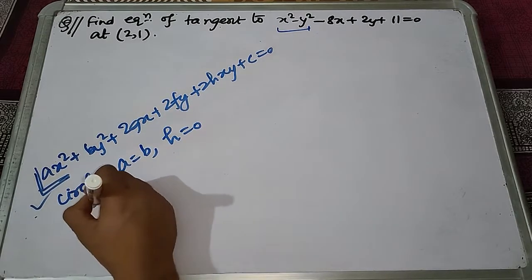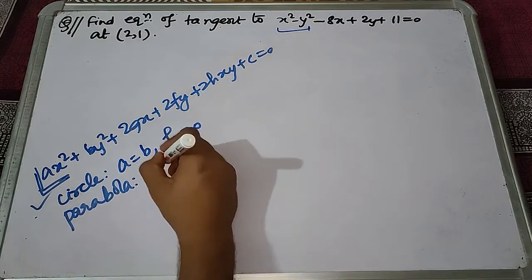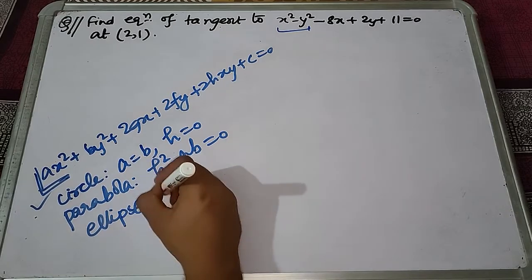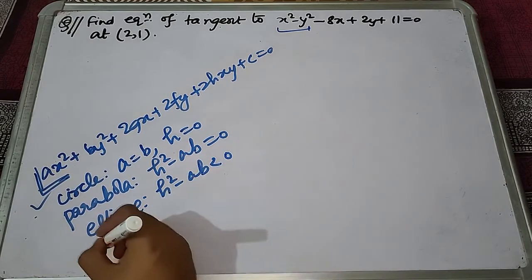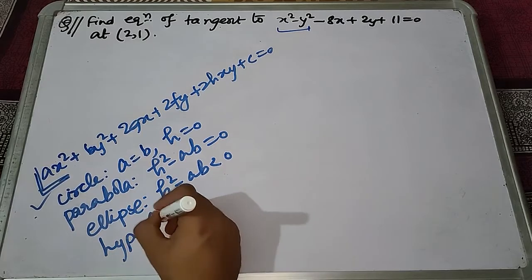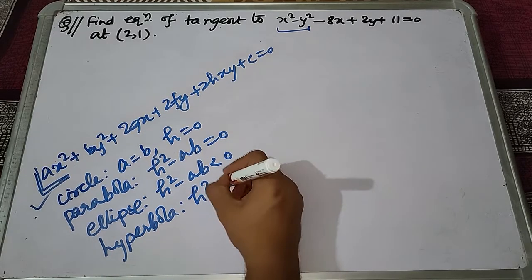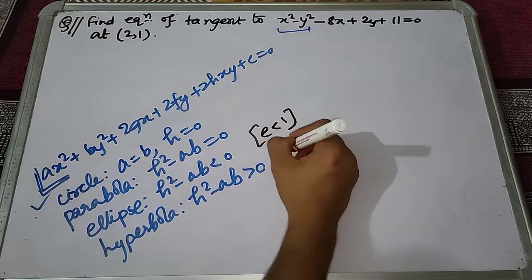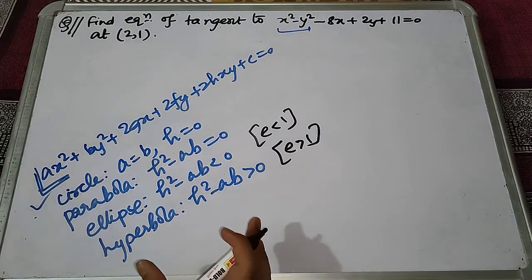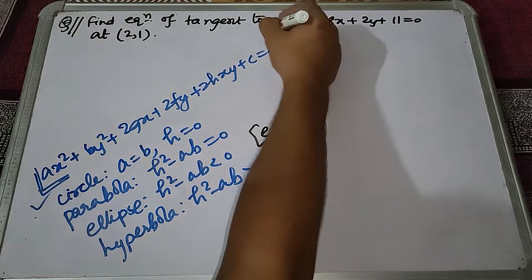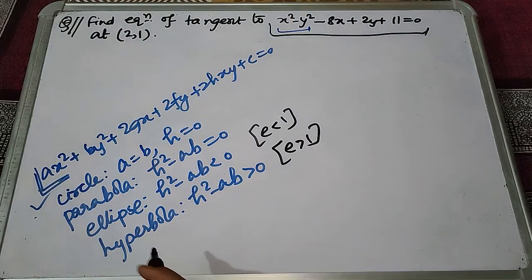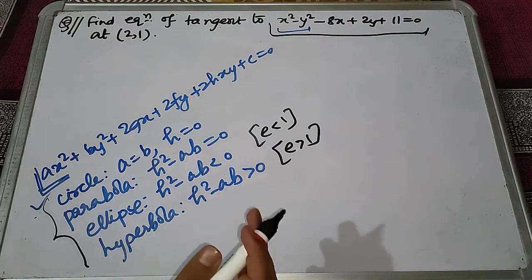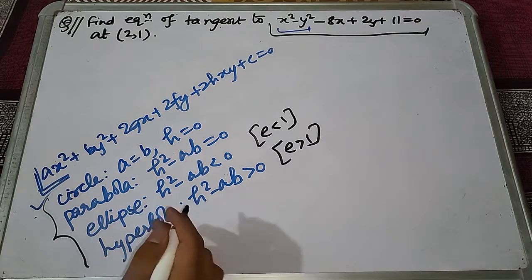If it is a parabola, then h square minus ab equals 0. If it is an ellipse, the condition is h square minus ab is less than 0, and if it is a hyperbola, then the condition is h square minus ab should be greater than 0. This is just like the condition that e is less than 1 and e is more than 1. Why I am explaining this is that suppose you are given a conic like this inside the examination hall. If you are not sure which category of conic it is, you won't be able to solve the question easily. Okay, now let us see.